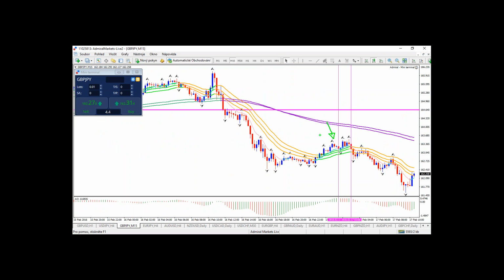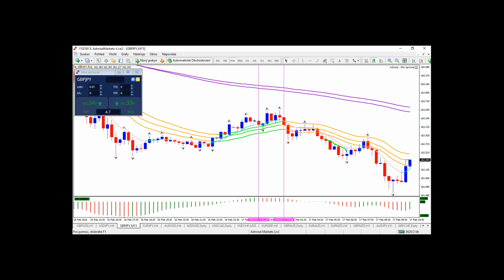So that could have been a good example of the 50-minute chart. Another example could have been actually here. We got a couple of candles below it, but not that many. But still, I think sufficient.